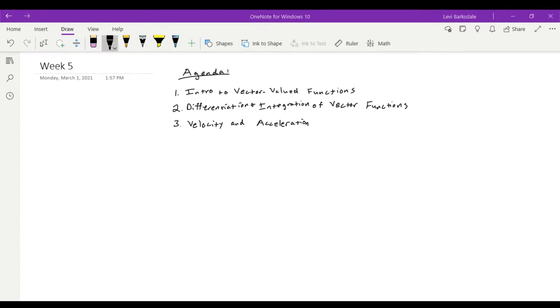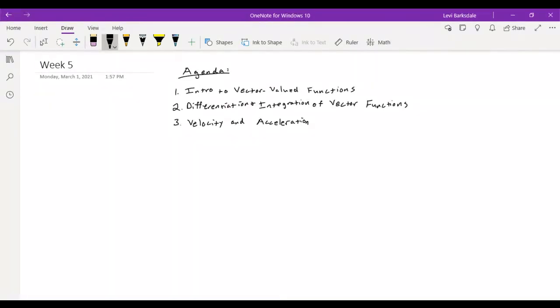Today we'll be covering some vector valued functions. We'll start off with just a brief introduction, then we'll talk about differentiation and integration of those functions, and lastly we'll discuss a little bit about velocity and acceleration in terms of vector valued functions. So let's go ahead and get started.